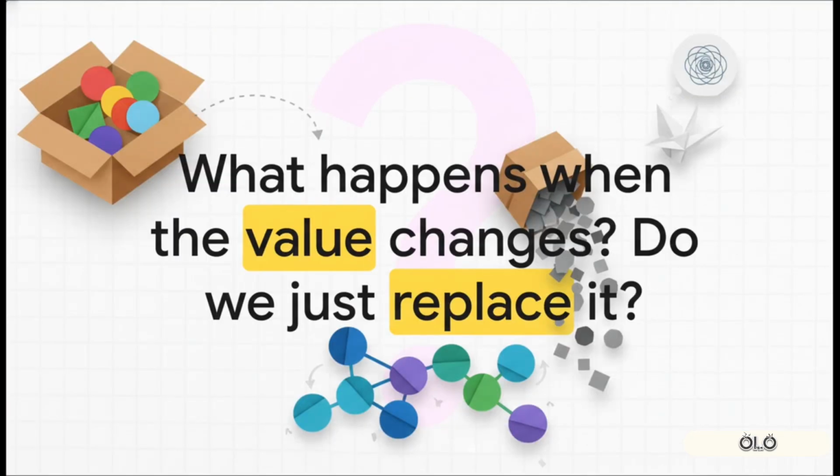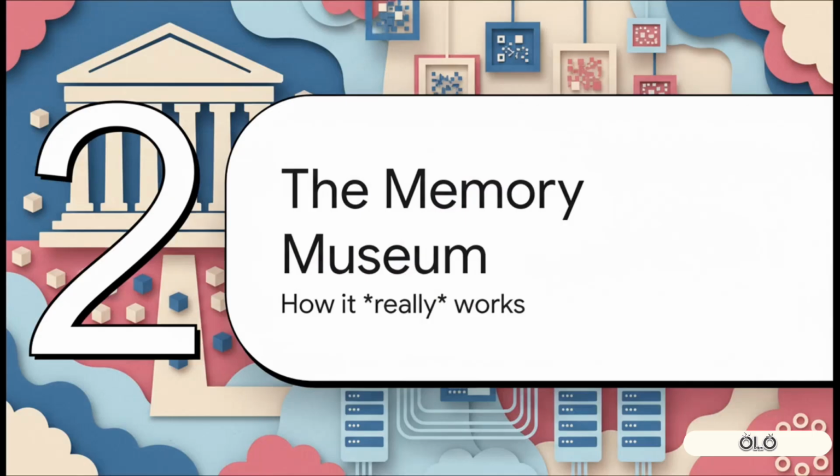But this is where that whole box idea starts to feel a little off. If you change the variable's value later on, what happens? Do you just open the box, throw out the old number, and drop a new one in? I mean, for a machine that's all about being efficient, that seems kind of clunky, doesn't it? So I want you to completely forget about boxes. Let's try our brand new analogy. We're going to take a little trip inside the memory museum. This is going to get us way closer to how your computer is actually thinking about your data.